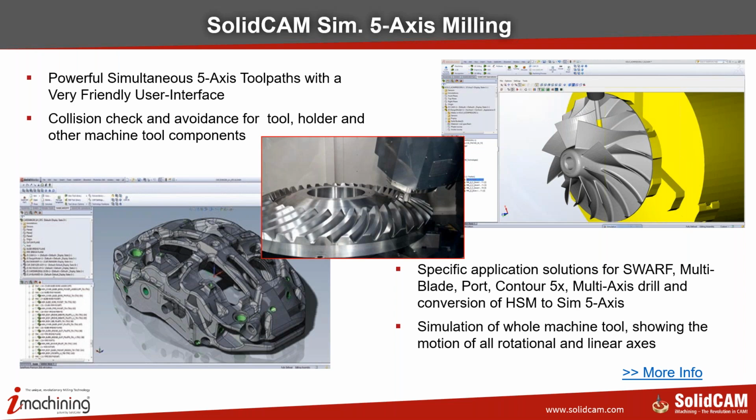Okay, we are going to see the generic functions. It's a very powerful simultaneous 5-axis, generates very powerful simultaneous 5-axis toolpaths with a very user-friendly interface. You'll see that it's very, very easy. Collision check and avoidance for tool holder and other machine tool components are provided within the software. And then apart from that, we have the specific application solutions for swarf, multi-blade port, contour, multi-axis drilling, conversion of 3-axis to 5-axis, etc. And we can simulate the entire machine tool, including the material removal simulation, showing both the rotational and linear axis.